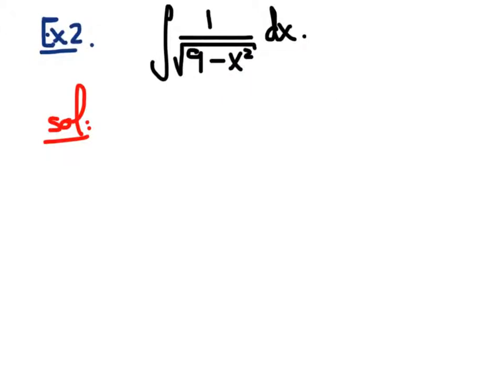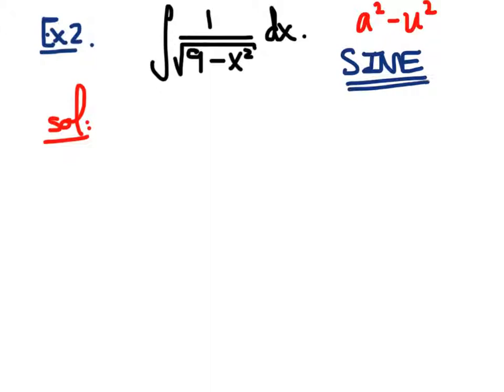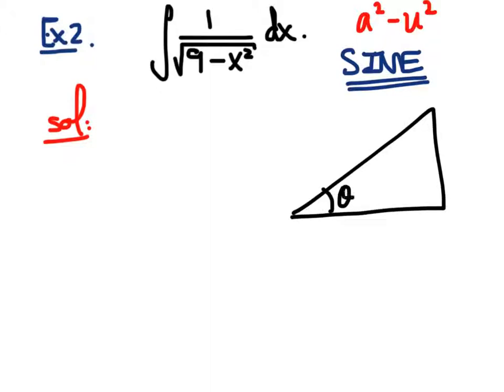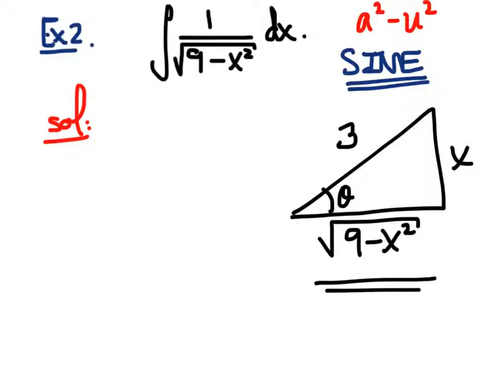As a last example, when we talk about this form, this has the form a squared minus u squared, where a is 3 and u is x. And this warrants a sine substitution. So we set the triangle up as we talked about earlier in this video, where that square root piece comes right down to the base of the triangle. You'll get 3 up here and x over here. And again, check out some of the other videos to see how we then make the substitution into the integrand.